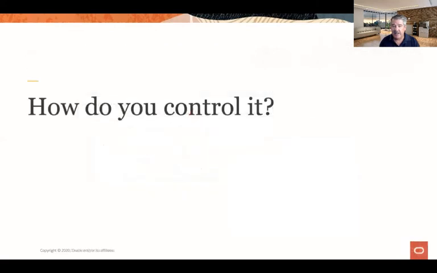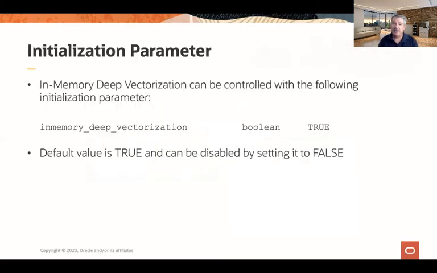In addition to that, you can control in-memory vector joins with an initialization parameter, in-memory deep vectorization. So if that's set to true, and that's the default, then you can take advantage of in-memory vector joins if it meets the right criteria. If you want to disable it, you can set it to false. But obviously, we recommend leaving it set to true, which is why we made it the default.